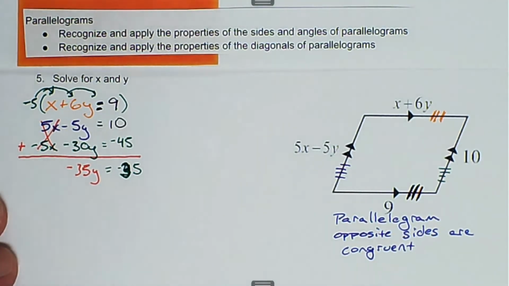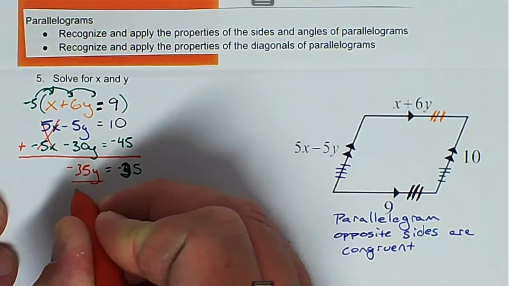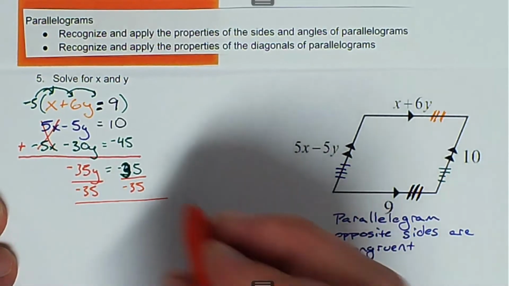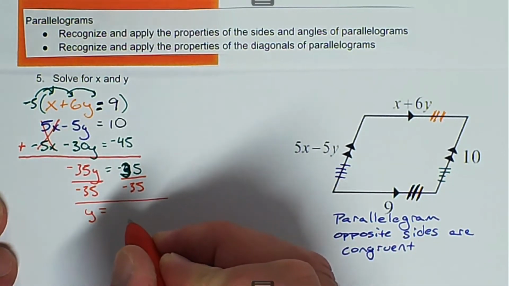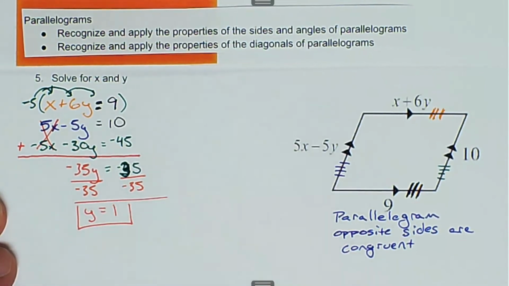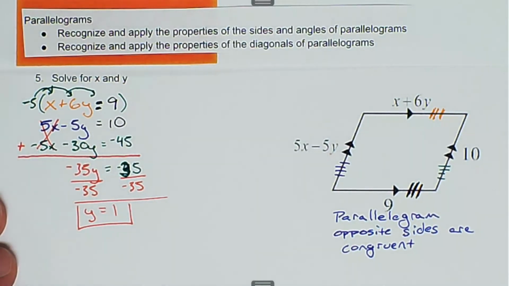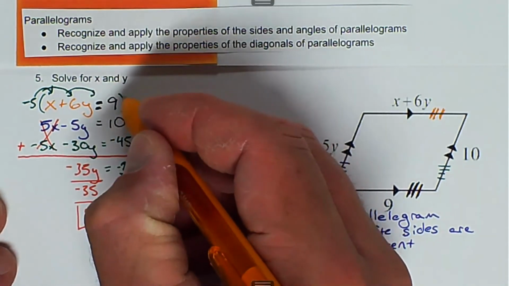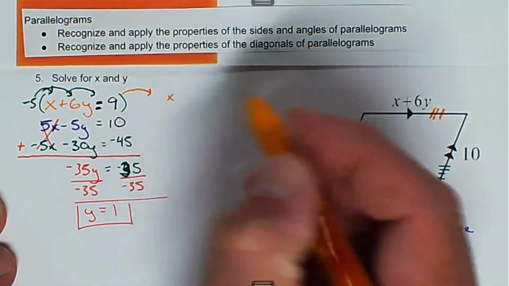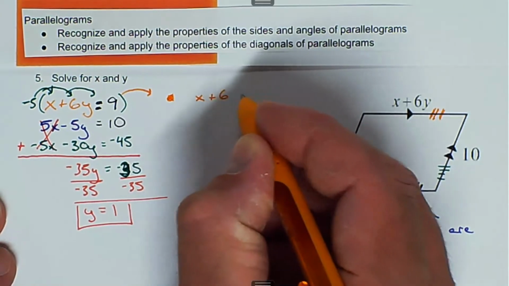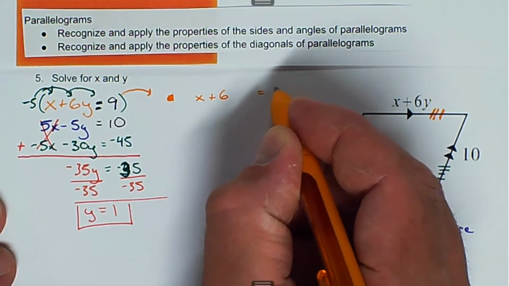Then we're going to divide both sides by negative 35, and we get y is equal to positive 1. Then we want to use the value that we have as positive 1. We want to substitute it in, and I'm going to pick this top equation right here. We have x plus 6y equal to 9.